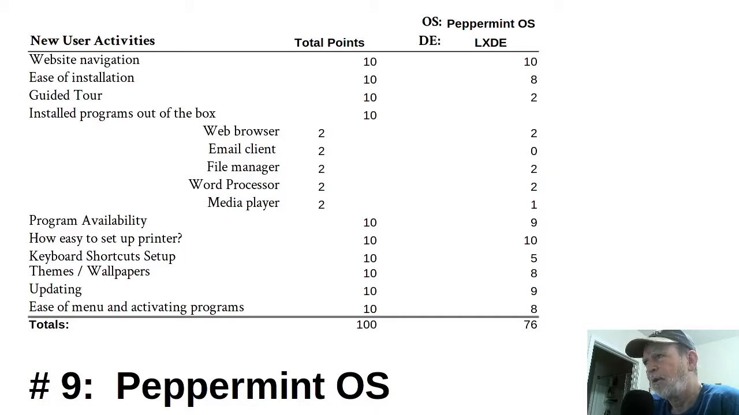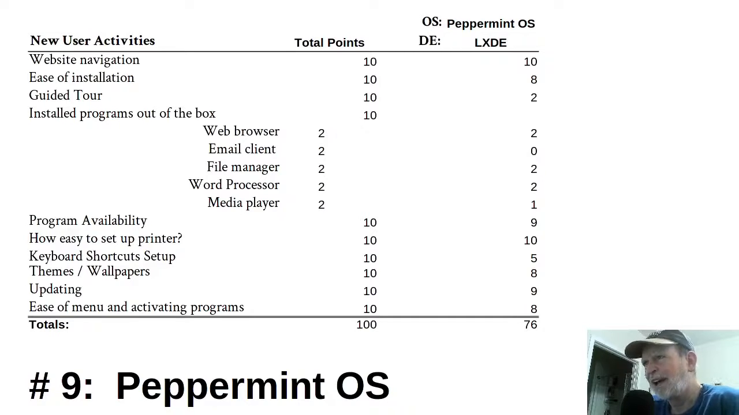And then program availability is how easy it was to get and install programs on your system, what kind of GUI they had and that kind of thing. All of them had some kind of GUI for installing programs. Most of them got pretty high on that. How easy is it to set up a printer? Now that was a difficult one. Some distros did a lot better than others on that one. Keyboard shortcut setups. That's the one that's kind of iffy.